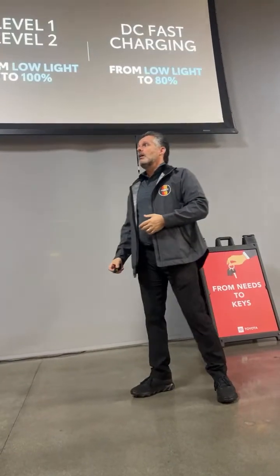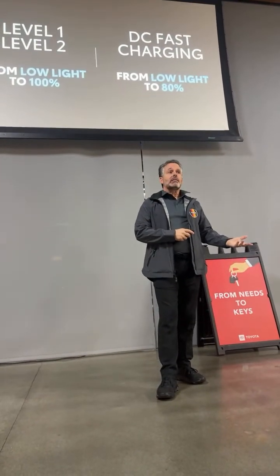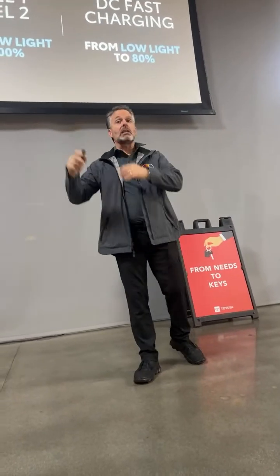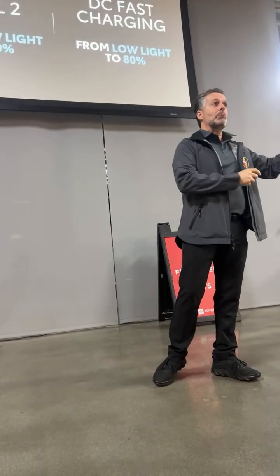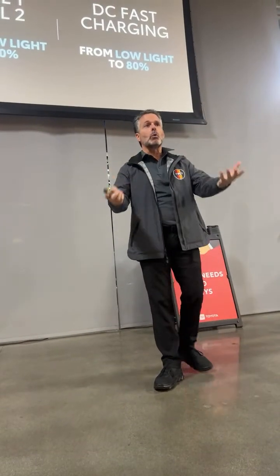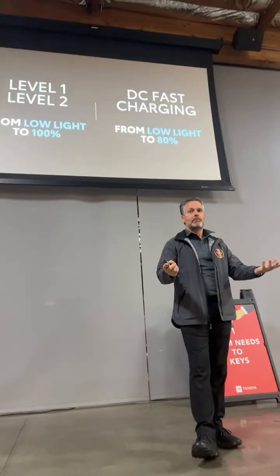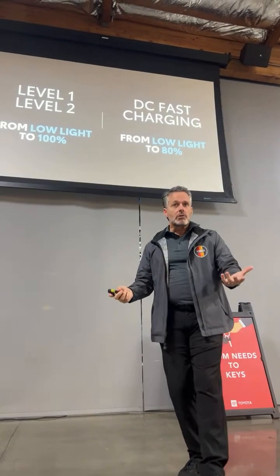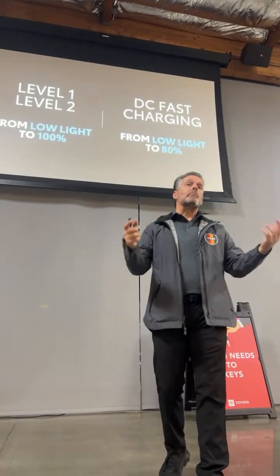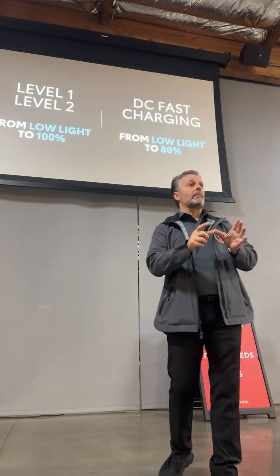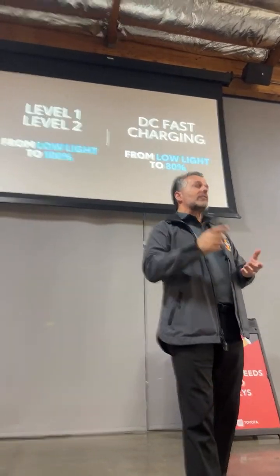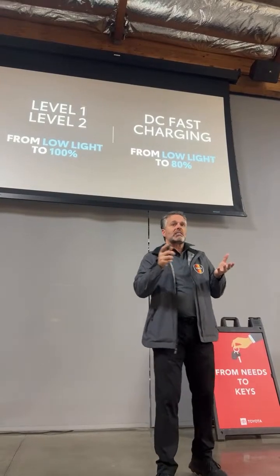All right, so I've been talking about how long it takes to charge the vehicle. On level 1, level 2, I said, tell me low light to 100%, but on level 3, I said low light to 80%. Let's start with low light. What does low light mean? Trickle charge? We're referring to the battery itself, the state of charge of the battery. 20%. Usually it means like 20%, 15%, somewhere in there, exactly.